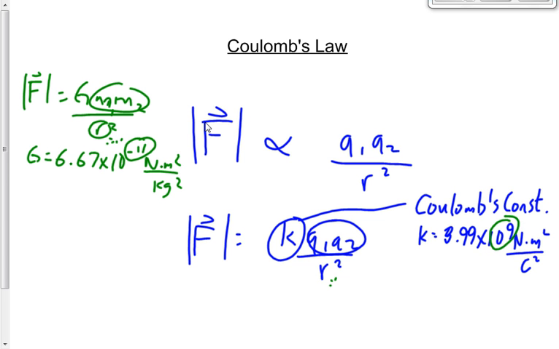Jade, you had a question? What is this one here? That just means proportional. That means related to. So F is related to Q1 Q2 over R squared, but it's not equal to Q1 Q2 over R squared. It's related to it. To make it equal, we have to put in a constant. And that constant happens to be 8.99 times 10 to the 9.